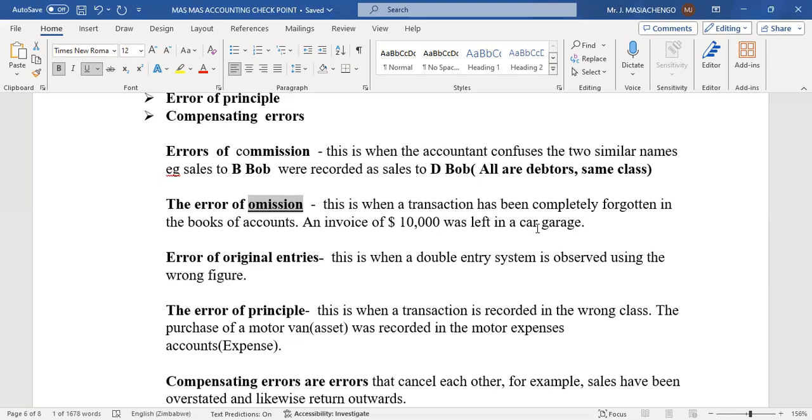No one saw the invoice, so it was not recorded. So in simple terms, we have to add the NB. It means this one was not recorded at all.